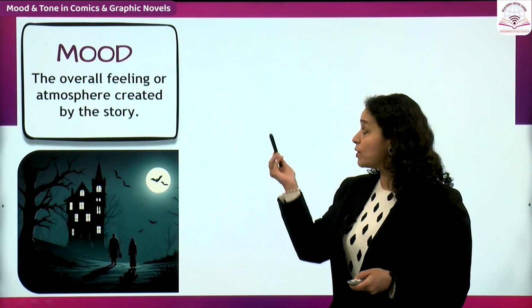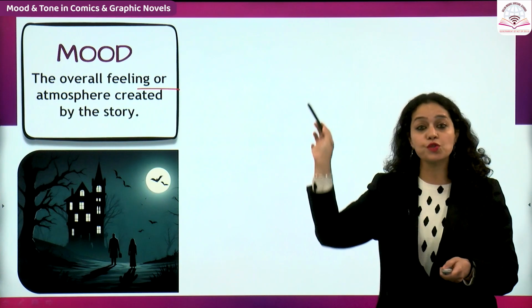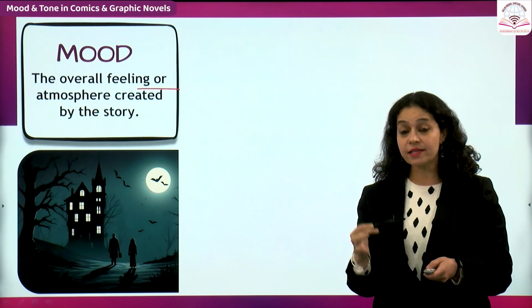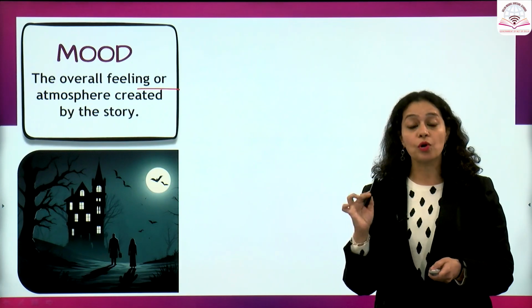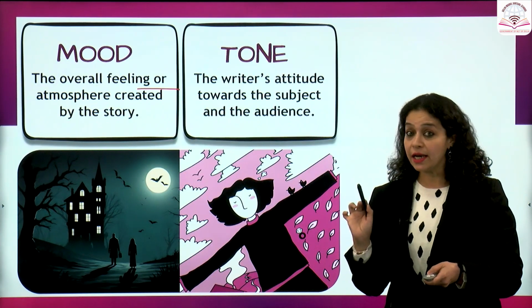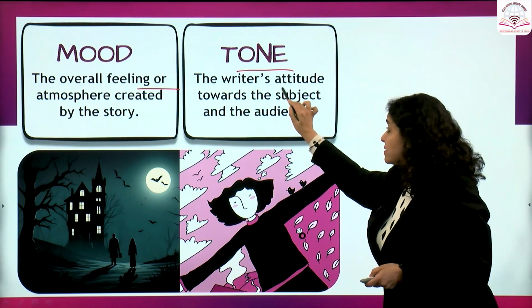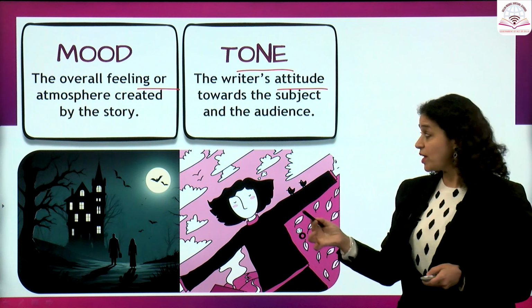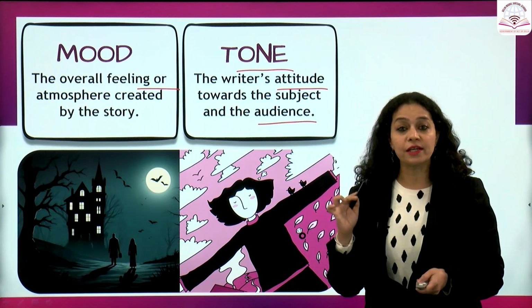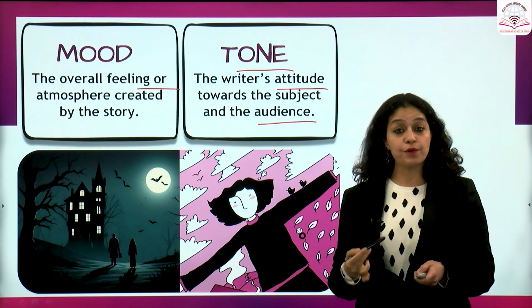Mood is the overall feeling or atmosphere that is created after reading a certain story. And yes, mood pertains to the mood of the reader. This is a very important point to be noted. And now, tone is the writer's attitude towards the subject and the audience. So tone refers to the tone adopted by the author, and mood refers to the mood of the reader.